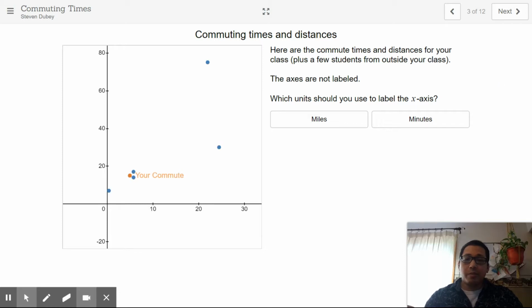Okay, here are some commute times. Commuting means just driving back and forth. Here are the commuting times and distances for your class, plus a few other students from outside of your class. The axes are not labeled. Which units should you use to label the x-axis?